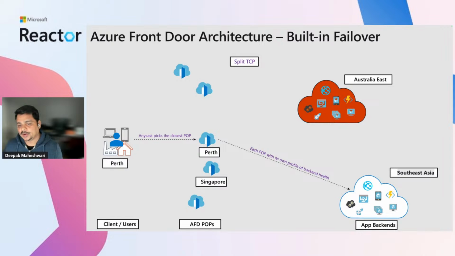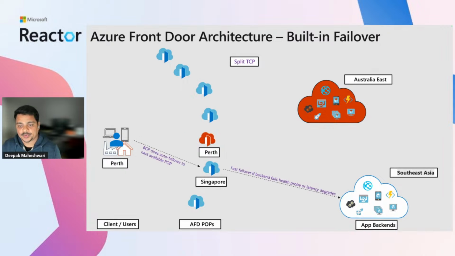Now, we talked about there being hundreds of edge locations. What happens if one of the edges happens to be down? That could happen. In that case, my request will be transmitted. BGP will do the auto failover, and it will use the closest available edge location, which is also called a point of presence. In this case, for example, it's going to be Singapore, or anything closer to that user, and it will do a fast failover, and I will be able to connect to the backend. So it provides you faster connectivity, secure connectivity, and optimized routing to deliver content to the end user.